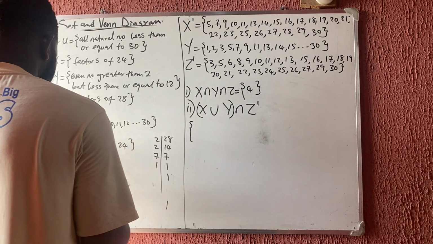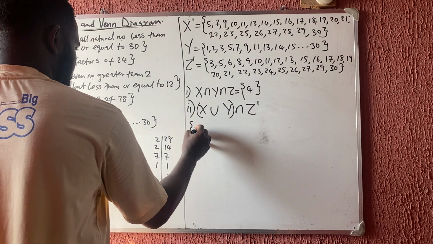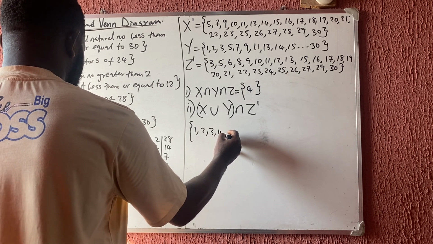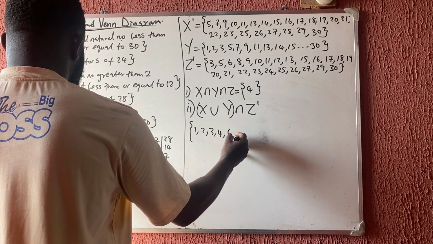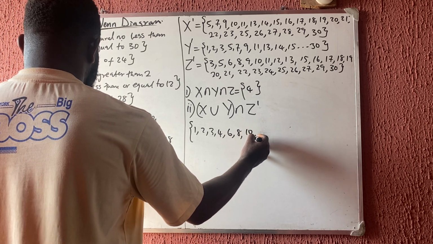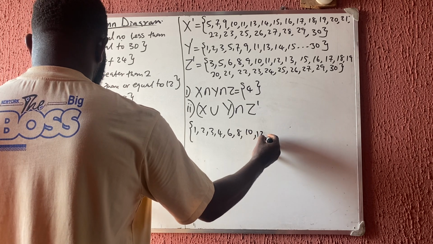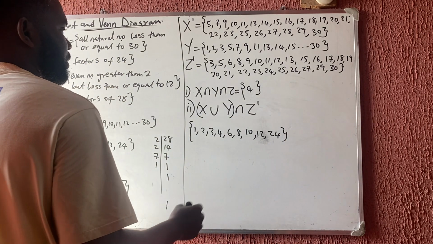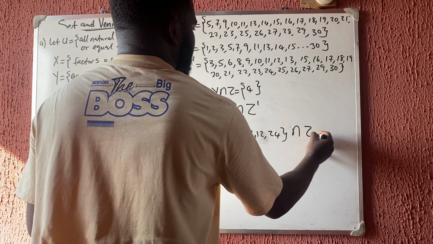X union y will give you, bring them together, which is what? 1, 2, 3, 4. 5 is not in. 6, 7 is not there. 8, 9 is not there. 10, 12, and then 24. Okay. So this is x union y. Now intersection z prime.